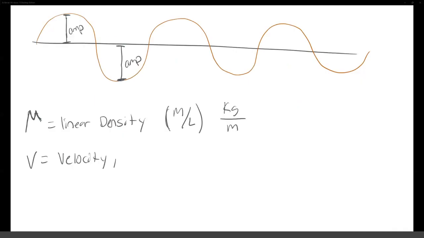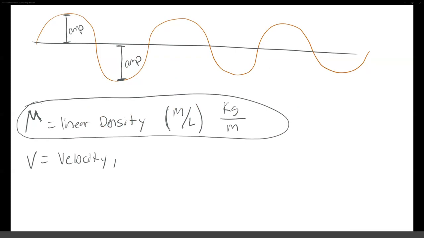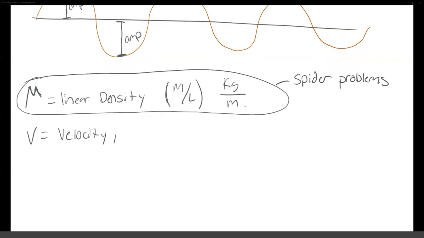So mu, linear density, is mass over length, so kilograms over meters. I think that linear density comes up in those spider problems, so we'll probably go over that when we start getting to the practice or the short answer problems. But thank you for catching that, Mary. But back to velocity.